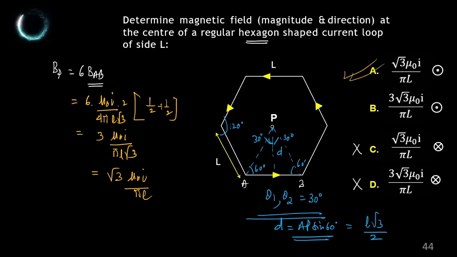Okay. So whenever you encounter a regular figure, mind it that the total effect will be the summation of all the effects added. That means if I want to calculate the magnetic field due to one wire, multiplied by 6, that will be the total magnetic field at that particular point P.